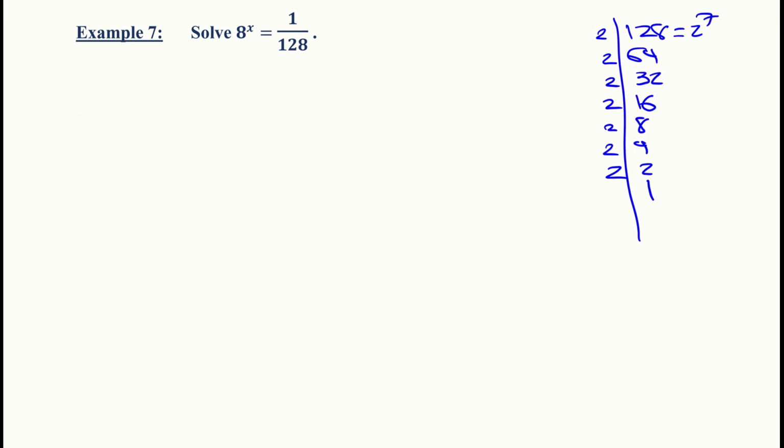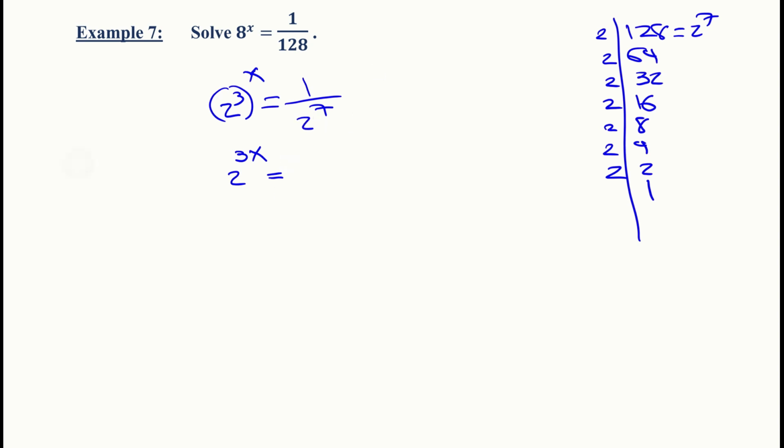So we're going to write the 8 as 2 cubed like this. We need the x on the outside as the exponent, and down on the other side we're going to write 1 over 2 to the 7. So we get 2 to the 3x. All right, we certainly don't want to leave this 2 to the 7 down here because we want to have the same base, and this is not going to cut it.